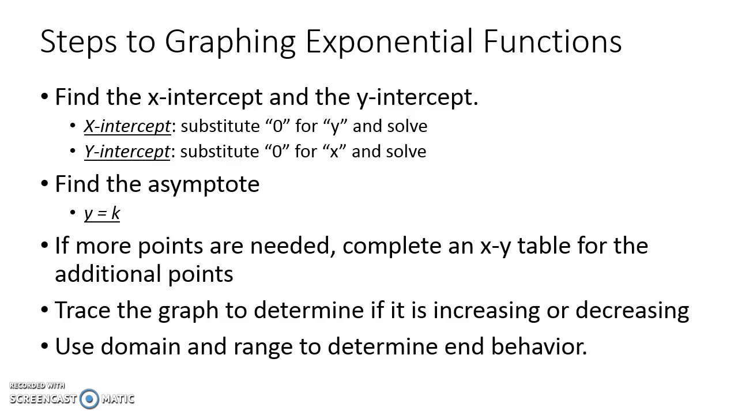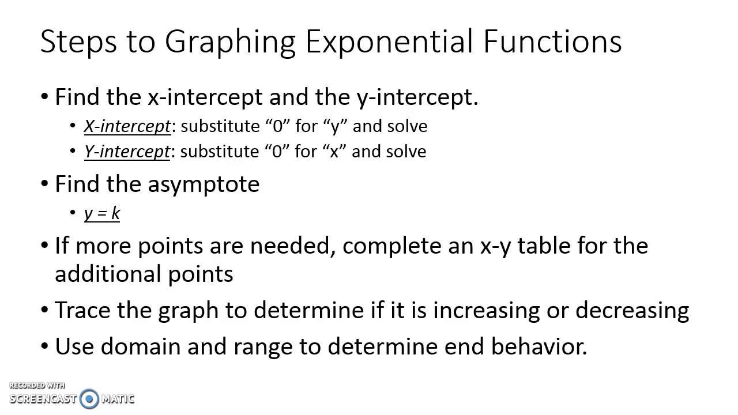So after you find your x-intercept, your y-intercept, your asymptote, and the additional points that you need, now you just plot the points on your graph, and then you trace the graph to determine if it's increasing or decreasing. You want to know if it's increasing or decreasing from left to right, because that's going to determine what your end behavior is. And finally, you'll use your domain and the range, and whether the graph is increasing or decreasing, to find the end behavior for your graph.